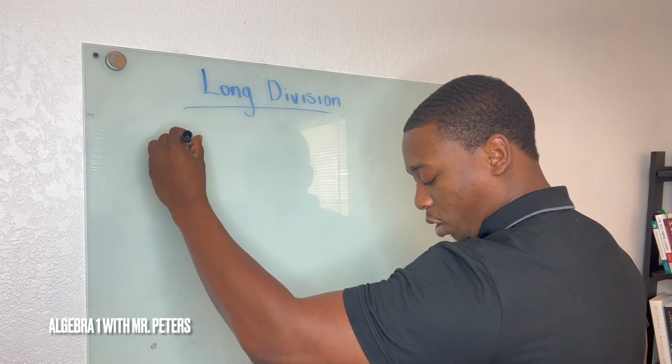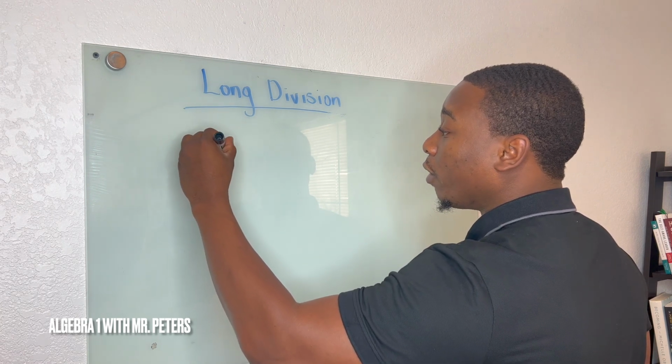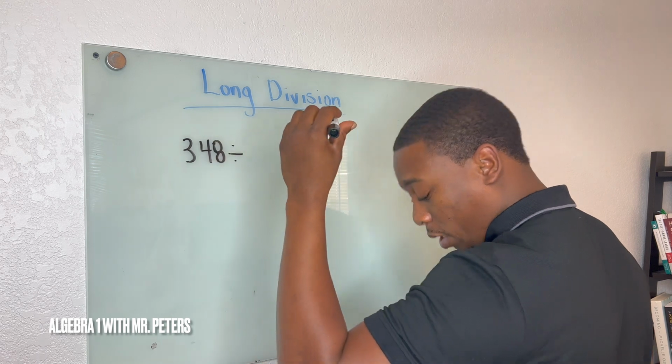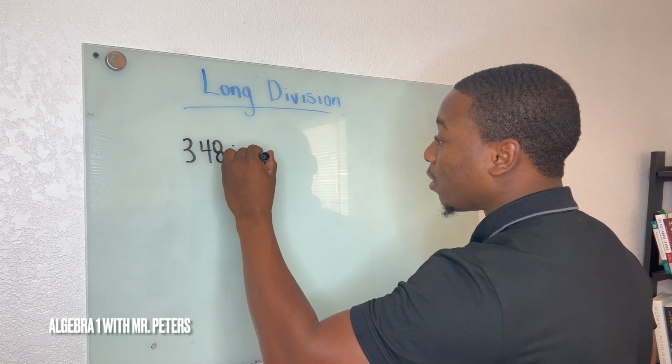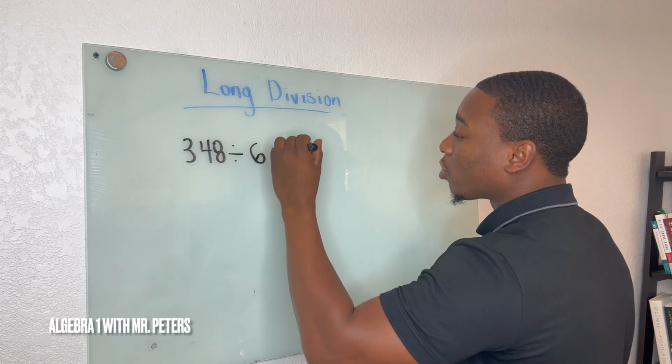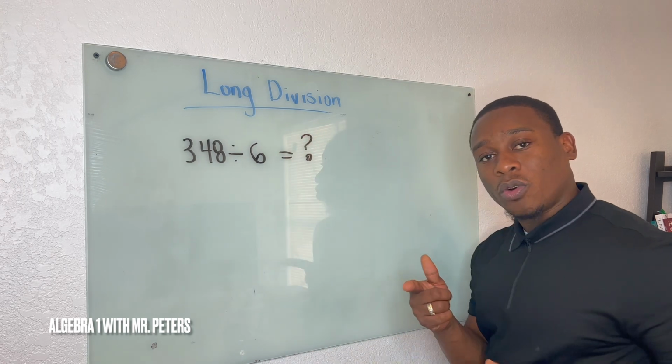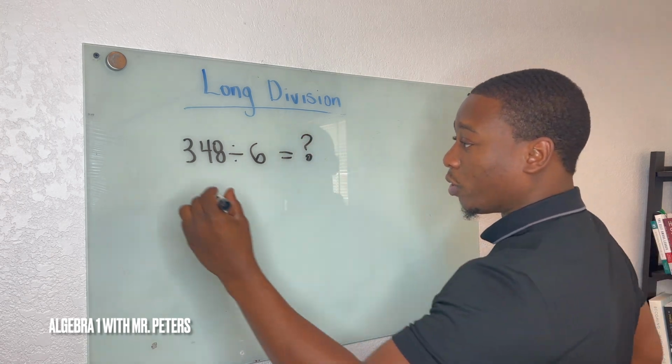And let's try this one out. So we have 348, and we're going to divide this by 6. And we're going to get a certain answer, right? But before we go into the answer, let's just talk about this one more time.